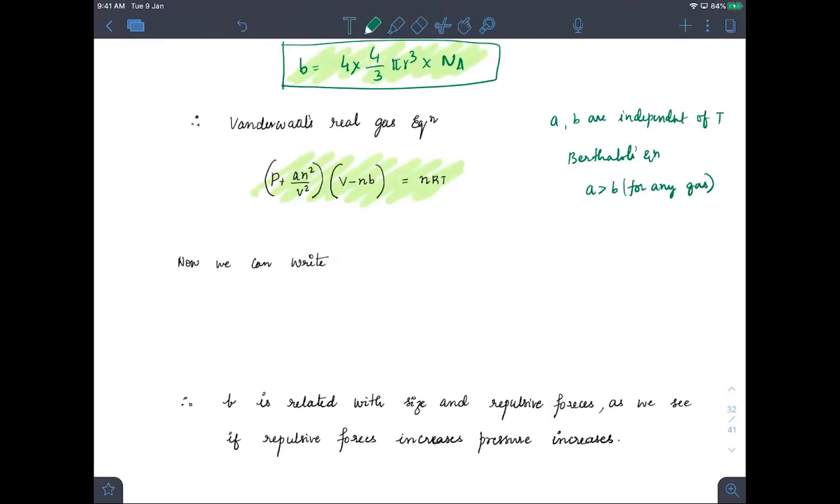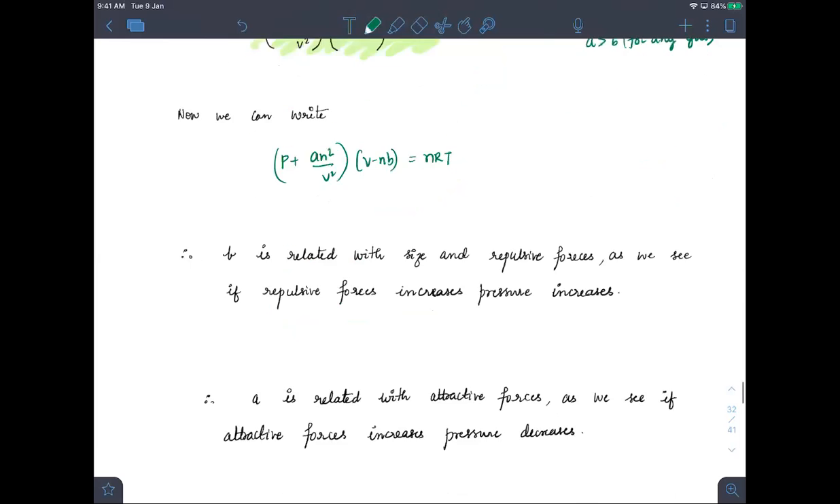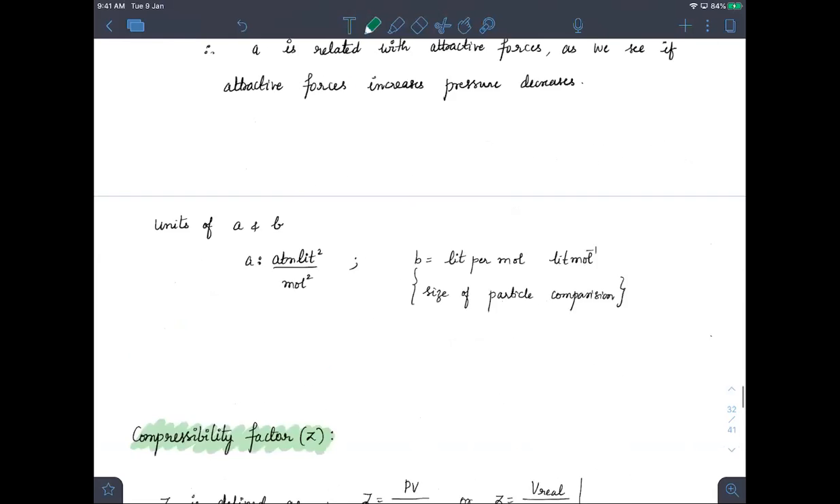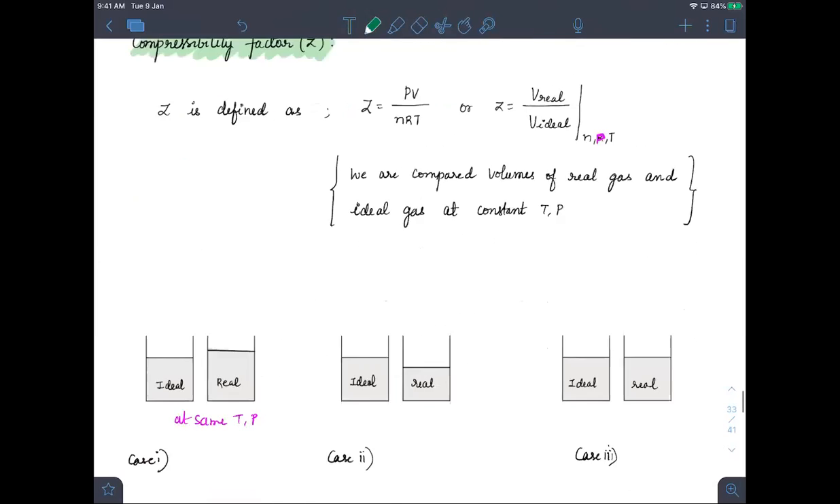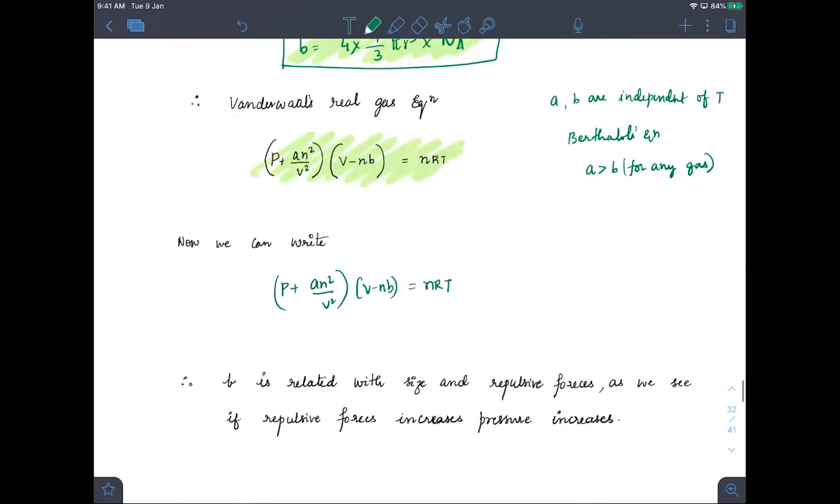Now, therefore we can write this as P plus A n square by V square into V minus nB is equal to nRT as the equation. And here A always depends upon intermolecular forces. If you have to compare any two examples, I'll just write the examples here.